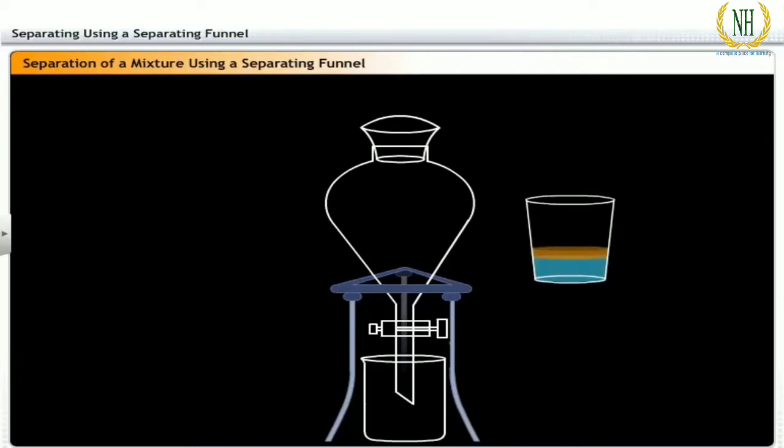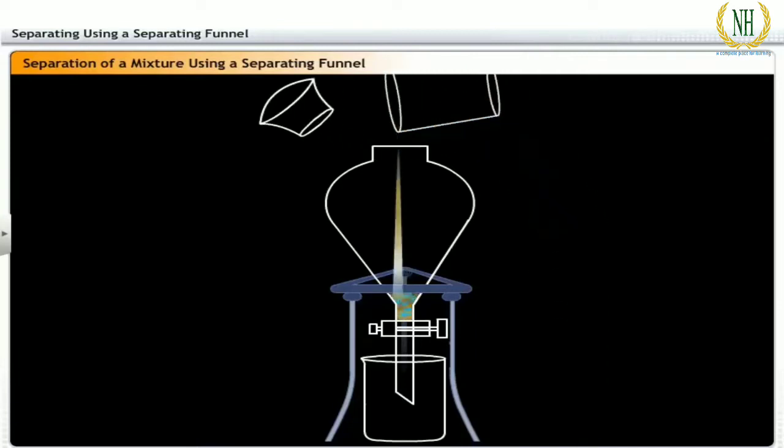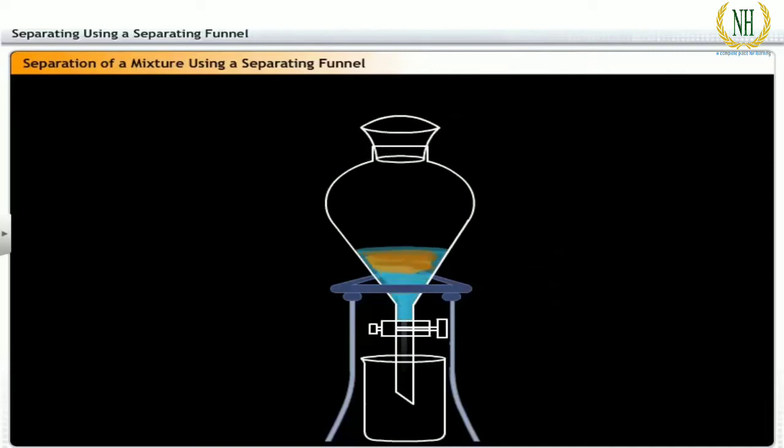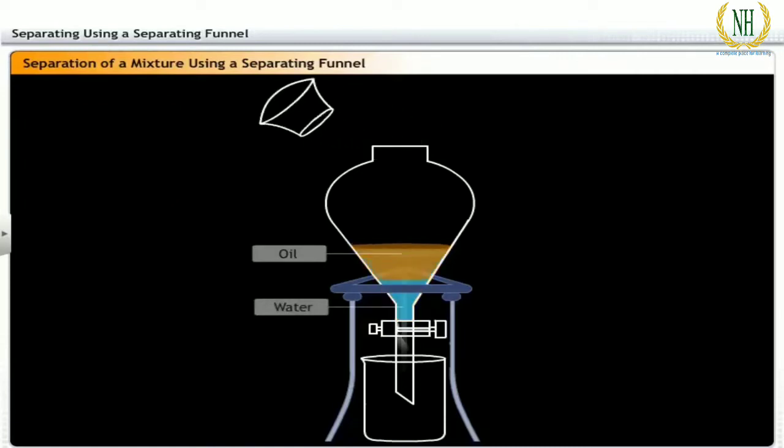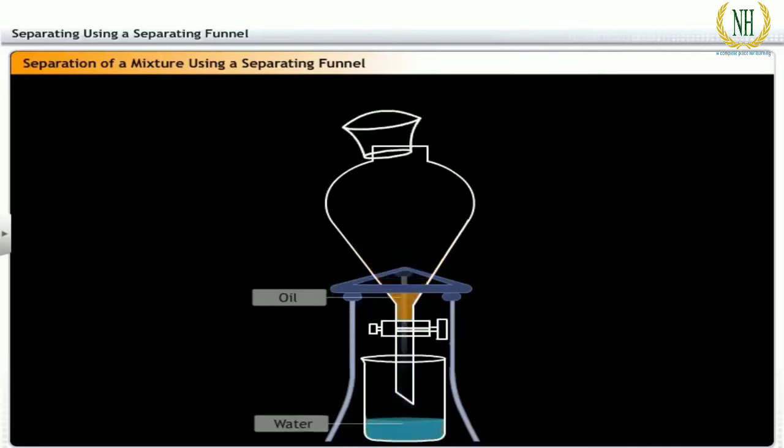Pour the mixture into the separating funnel with the tap closed. Let the mixture stand undisturbed for some time. Two layers separate out. Oil, being lighter, forms the top layer and water forms the lower layer. Remove the stopper and open the tap to run the water layer into a beaker. You will be left behind with just the upper layer of oil.